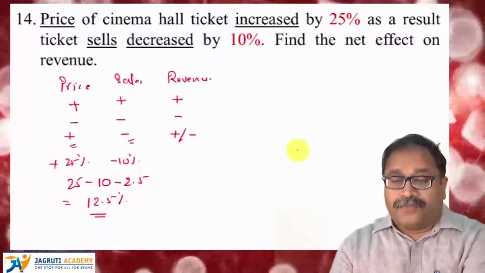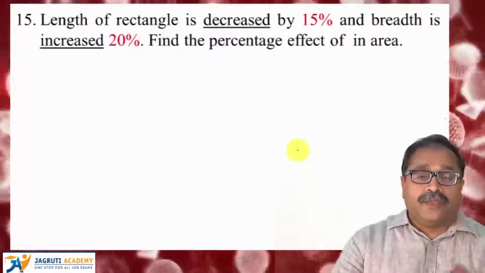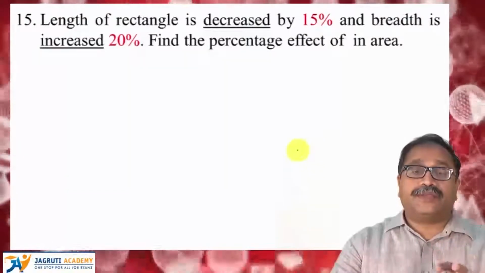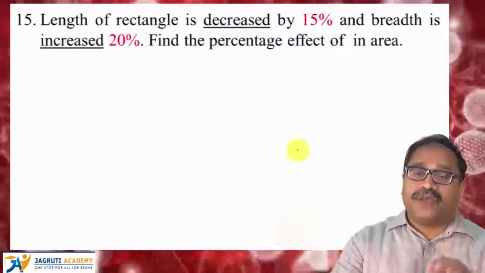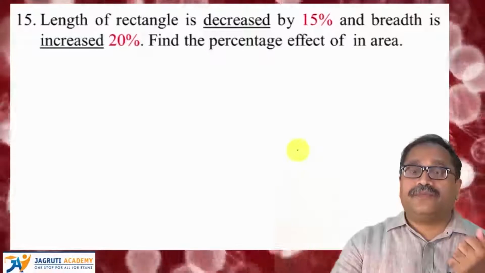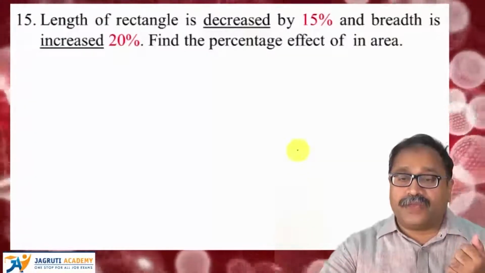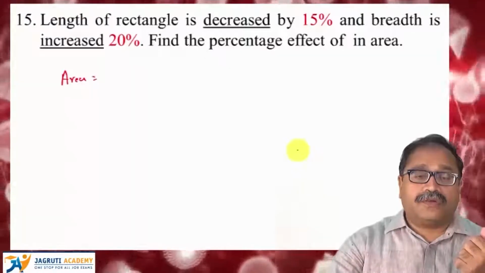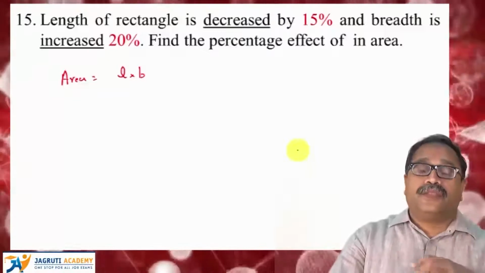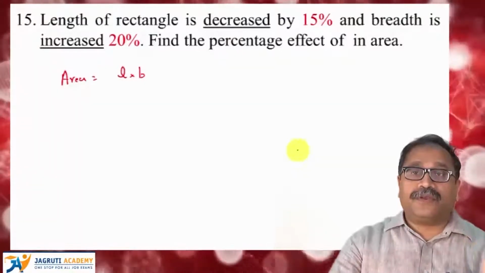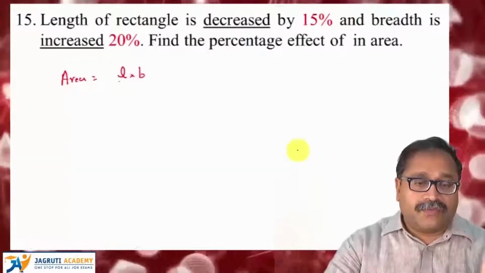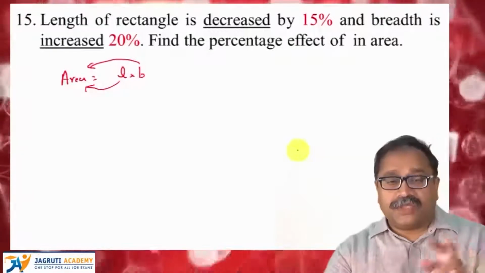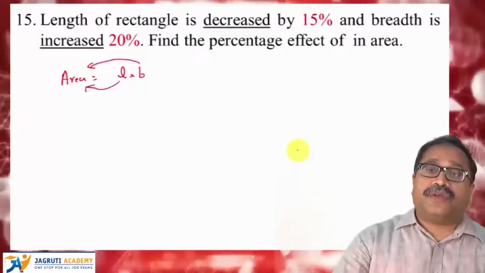Okay. Now the next question. The length of a rectangle decreased by 15% and breadth is increased by 20%. What happens in a rectangle? We know the area formula. Find the percentage effect in area. Now what is the area of a rectangle? The area of a rectangle is equal to length into breadth. That means if you change length, your area will be affected. Any change in length will affect the area. Any change in breadth will affect the area. And if you are changing both, there will be 2 effects on area.